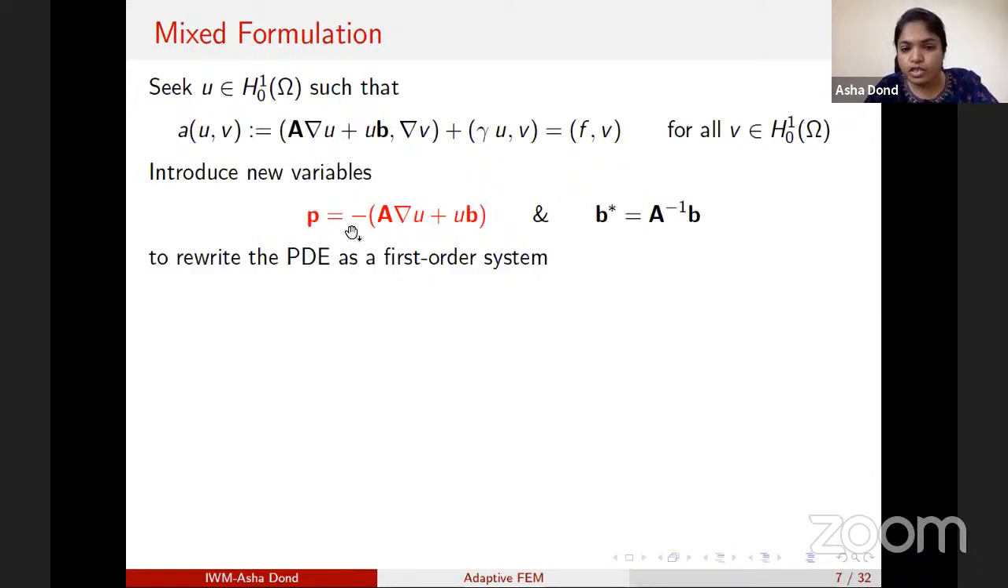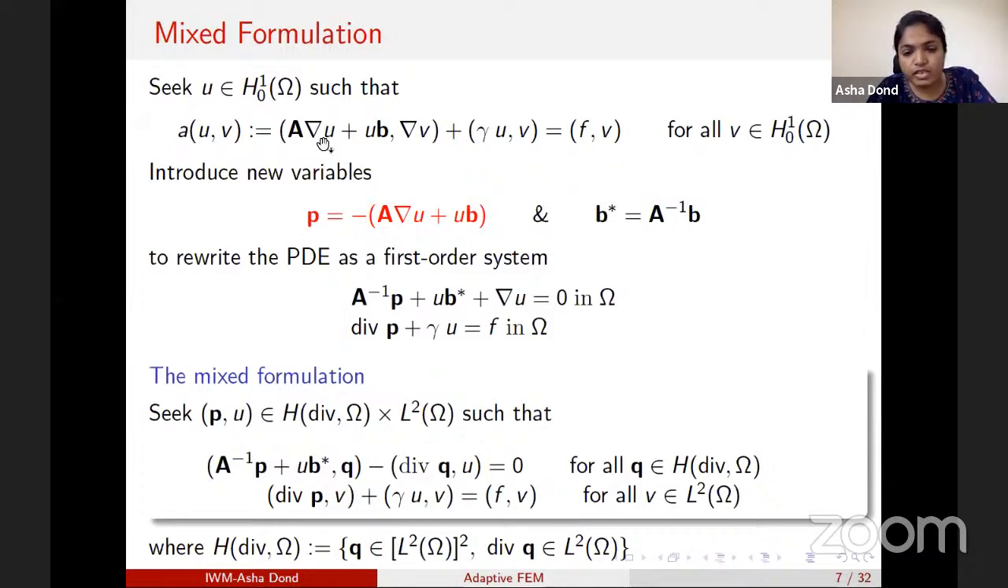So if we want a good approximation for the main variable u and also for the flux, then we have to use the mixed formulation, the mixed finite element method. To get the mixed formulation, we will use this equation, p is equal to minus A gradient u plus uB, and try to write our original system in terms of a first order system.